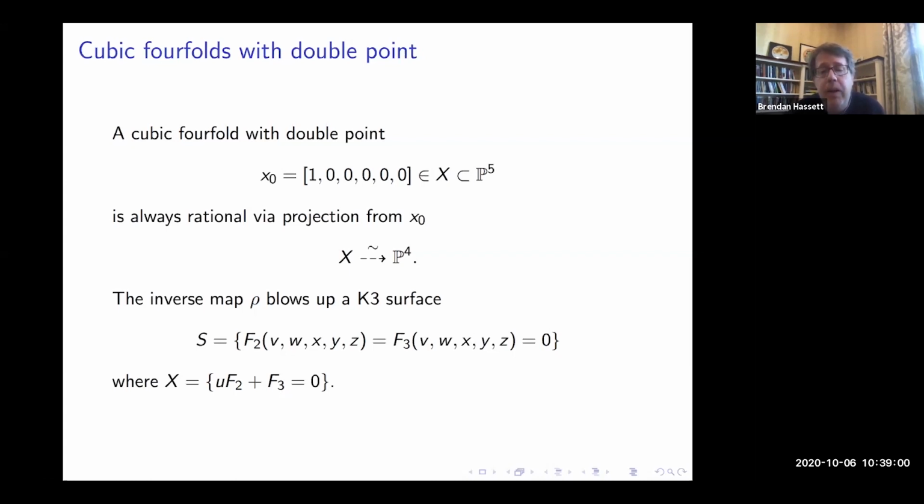The inverse map can be written down completely explicitly just by expanding out the Taylor expansion for the defining equation of X about the point x0. And so I've done that. There's a quadratic term and a cubic term. And where the quadratic and the cubic term simultaneously vanish, it gives you the lines contained in capital X and containing x0. And so here you have a degree 6 K3 surface. So K3 surfaces arise quite a lot in these classical constructions.